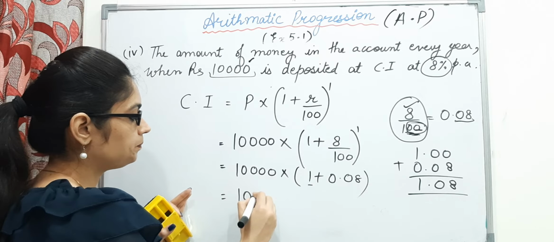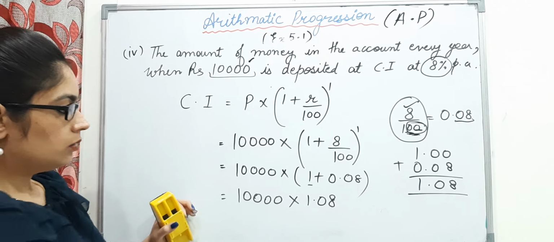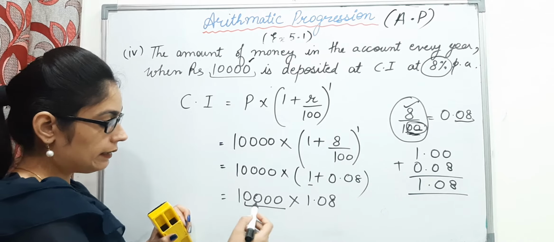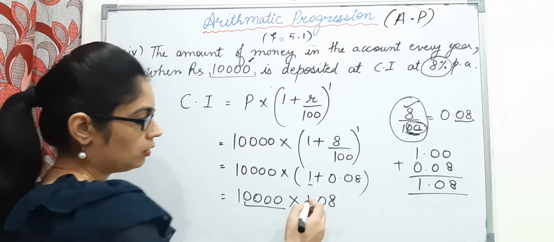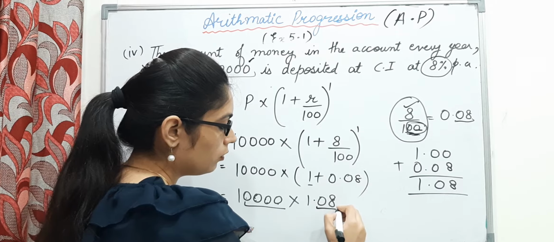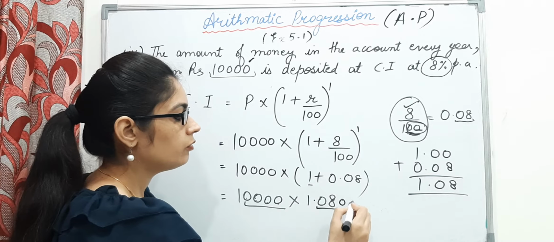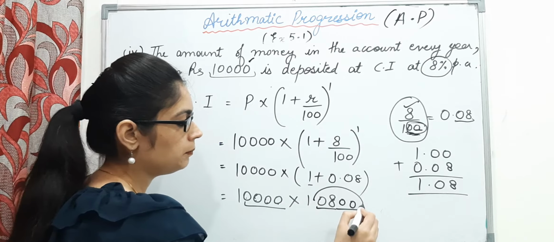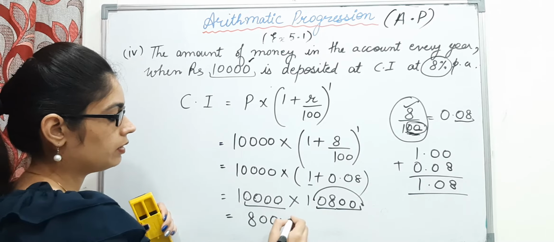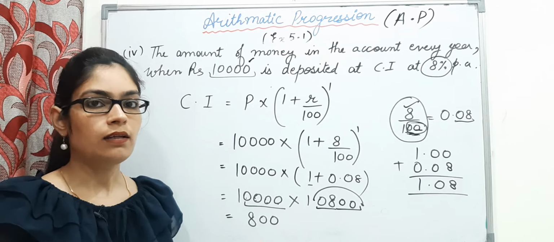So 10,000 into 1.08. So now we can multiply this. If we multiply, see, multiply with 1, 2, 3, 4, 4 zeros. So this decimal will move to the right side 4 times. It will move 1, 2, 3, 4. So this decimal will come here. So it will be 800 only we can write. After that, if you want, you can put decimal, but it's not required. So 800 is our first term.